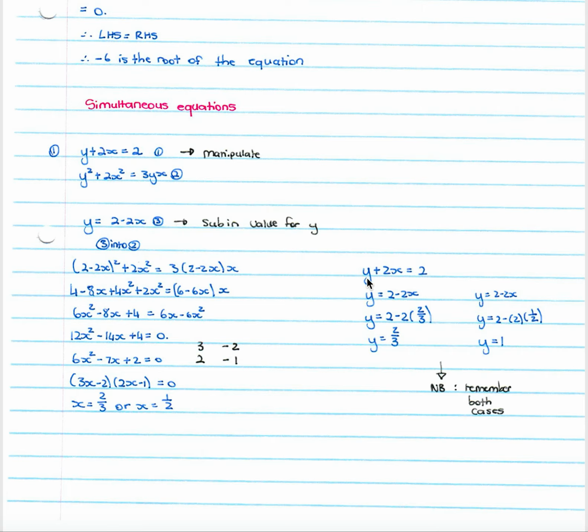Now we're going to be solving for y using the x values. As seen here, we go y plus 2x equals 2. Now, where x is present, we sub in 2 over 3, and we get y equals 2 over 3. Where x is present in the second one, we sub in a half, and we get y equals 1. You must always remember that there are two cases. You get two x values here, therefore you must sub both values in separately to get two y values. And remember that y equals 2 over 3 corresponds to x equals 2 over 3, and y equals 1 corresponds to x equals a half.